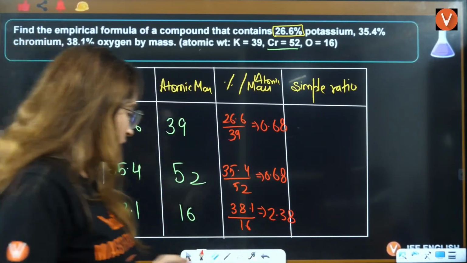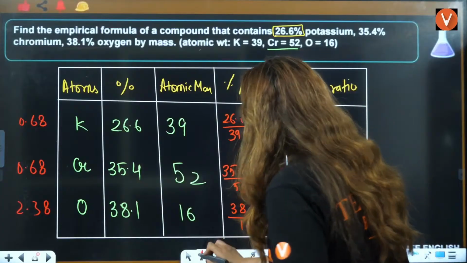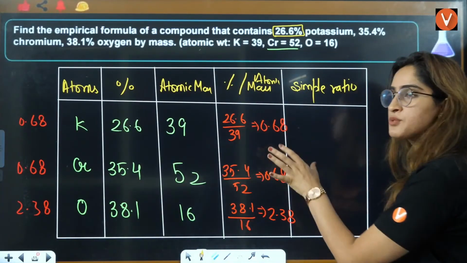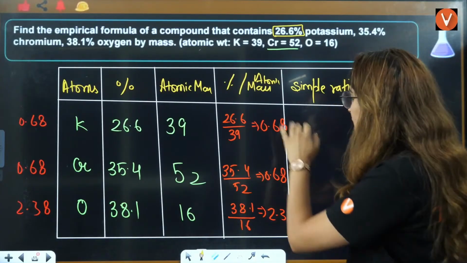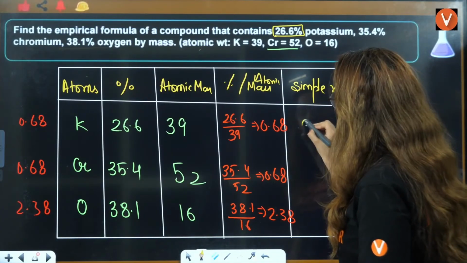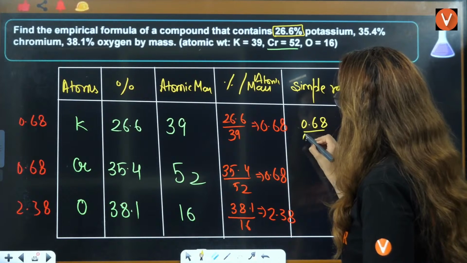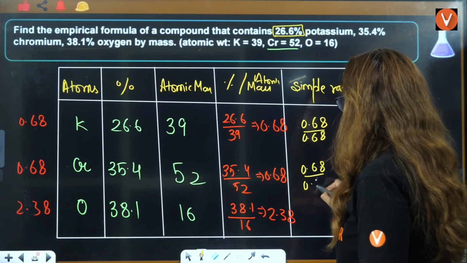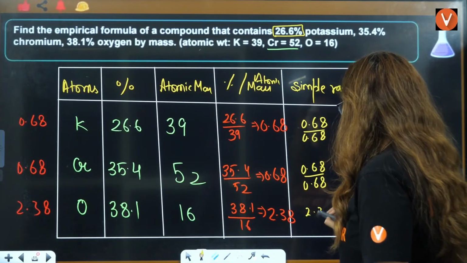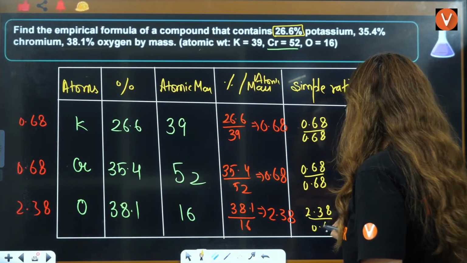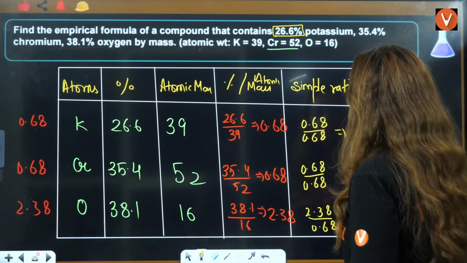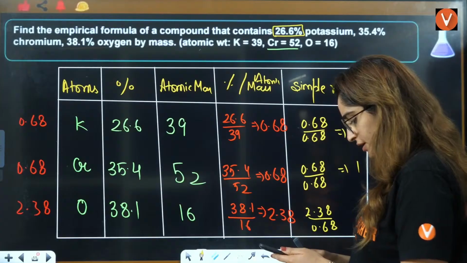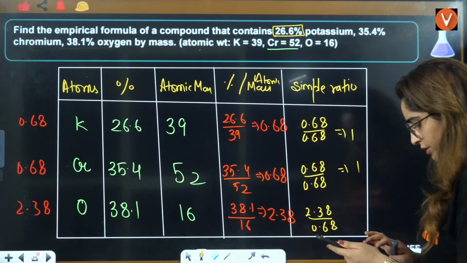Now, what is the simplest way of doing this? Calculate this in terms of the number, right? Once you have this, you will divide it. 0.68 divided by 0.68, and 2.38 divided by 0.68. This will be 1, this will be 1, and this will be something like 3.3, I feel. It should be something like 3.3.